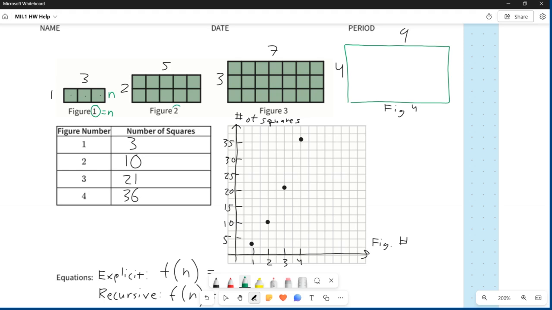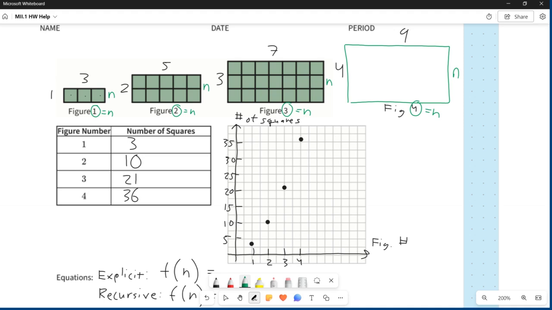Notice that for figure 2, now that's my n, and my height is 2, which means my height is still n. For figure 3, that's n, and my height is 3, which means my height is still n. And of course, for figure 4, that's my new n, and my height is 4, which means my height is n. So notice that for every single rectangle here, my height is the figure number. 1, 2, 3, 4, n, n, n, n, figure 1, figure 2, figure 3, figure 4. So the height is relatively straightforward.